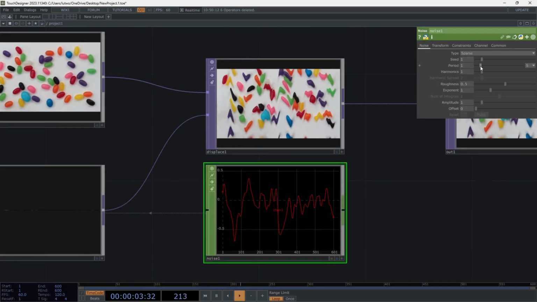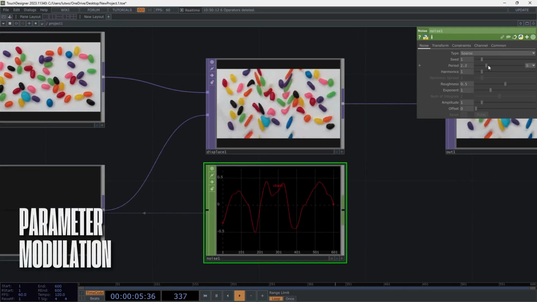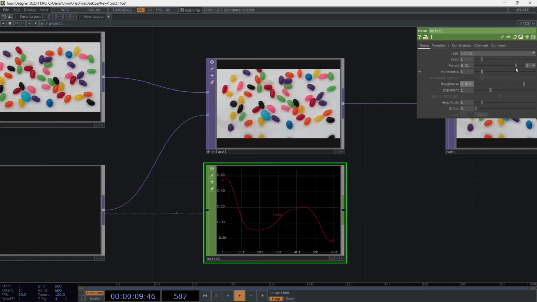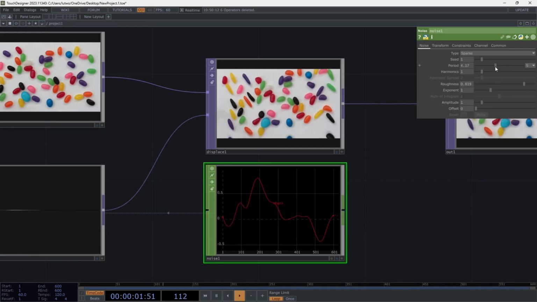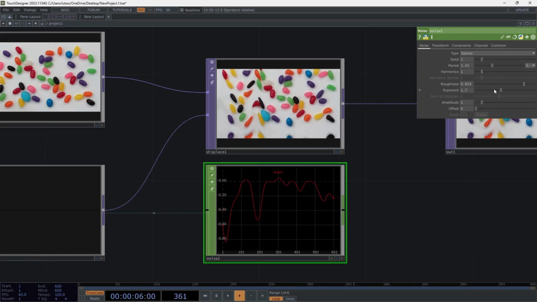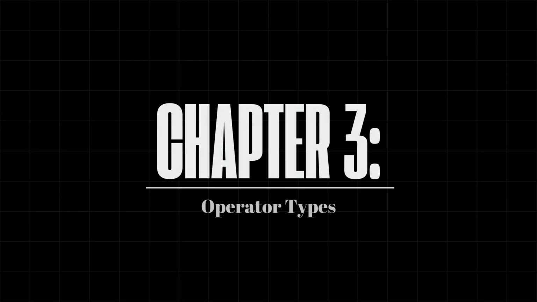I call this concept parameter modulation, and it's super important to understand in TouchDesigner because we're always interchanging different types of data. Just like in this example, I suggest you don't try to follow these steps right now because I'm just explaining brief concepts. Chapter number three, operator types.